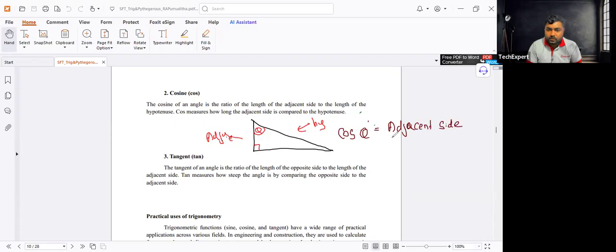Then draw this triangle and write cos theta is equal to adjacent side divided by hypotenuse. Someone calls this hypotenuse also. That is okay. Actually, I don't know the correct pronunciation, but hypotenuse is commonly used in Sri Lanka.